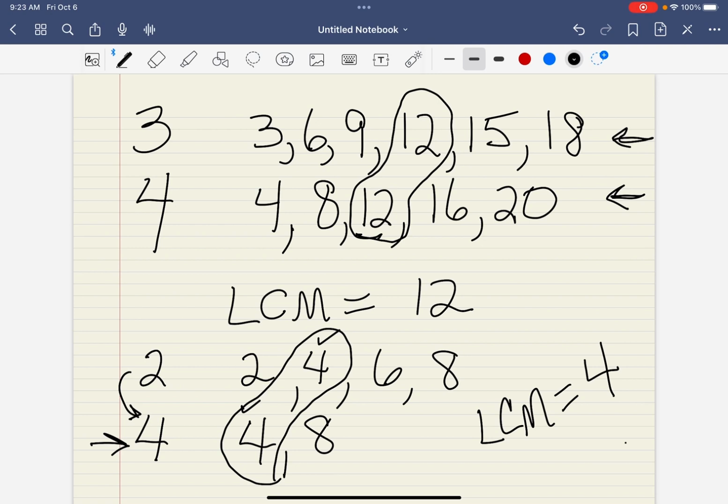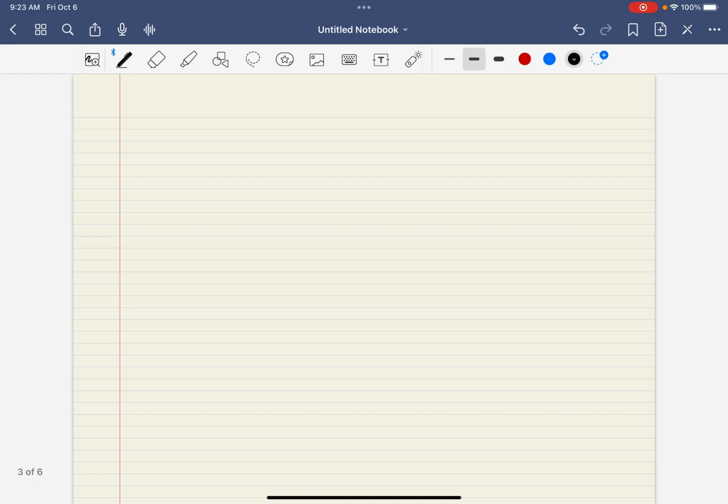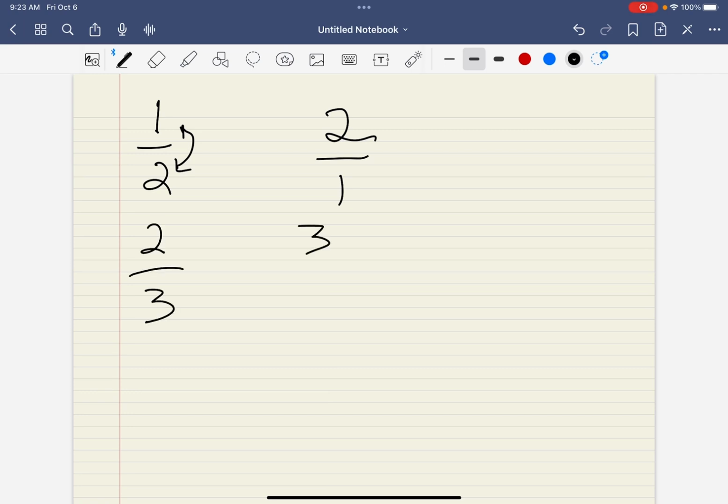All right, now the next topic for today is reciprocals. Okay, so if I have 1/2 and I want the reciprocal of it, I simply flip it upside down, so the reciprocal is 2 over 1. The reciprocal of 2/3 would be, right, 3 over 2.